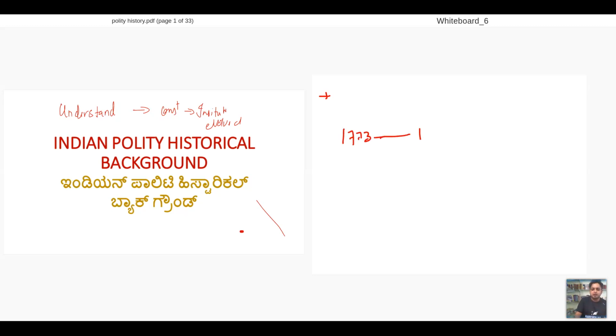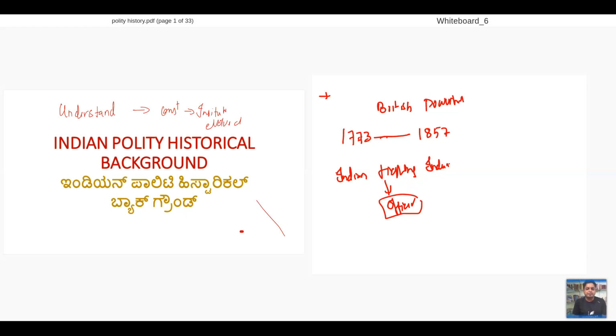1773 till 1857. What happened? British government grew. British government became powerful. So for Indians, what used to happen from 1773 till 1857? Indians were fighting individually, right? We were fighting individually against Britishers or against individual officers. We never saw British as a threat, right? We never saw Britishers as a threat because we were never aware of these things. So we were fighting against British officers, not the British as a whole.